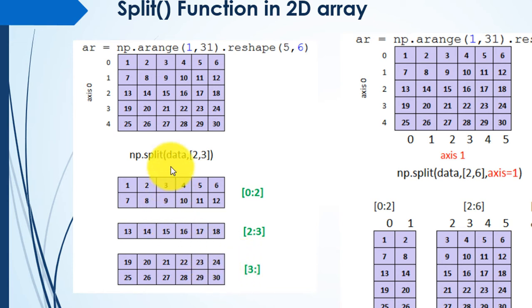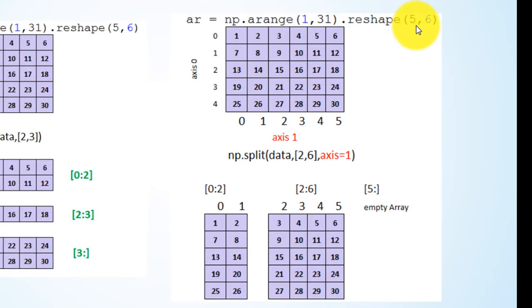So this is how we can do a splitting. When we do not specify axis, it is taken as 0. Splitting will be done in axis 0. Now coming to the next example, here you can notice it's the same array which we have created earlier with 5 rows and 6 columns, and here we are going to specify axis 1 while splitting. So now the splitting will be done in axis 1.